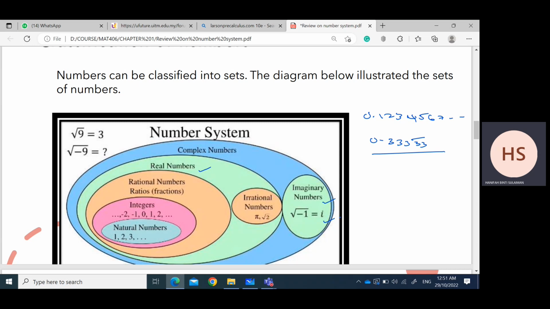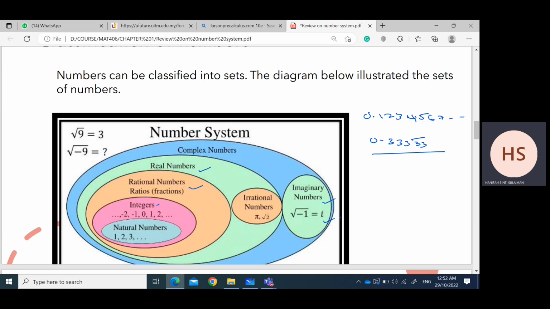So nombor yang kita boleh bentukkan dalam pecahan kita panggil sebagai rational numbers. Okay, so next, under rational number, we have another set of number or another group of number. They are integers. So integers is nombor bulat lah. Okay, kita ada positive integer dan kita ada negative integer. So a negative integer adalah nombor negatif. It is started from -1 and followed by -2, -3, -4 and so on. So that one is a negative integer.